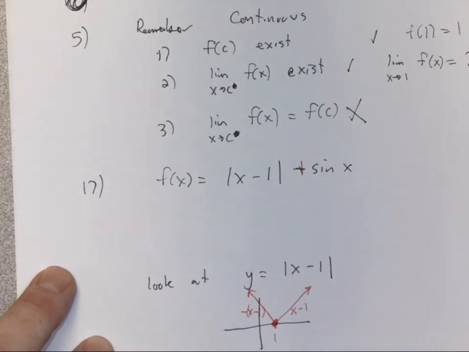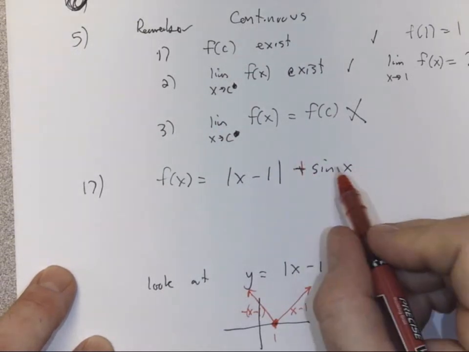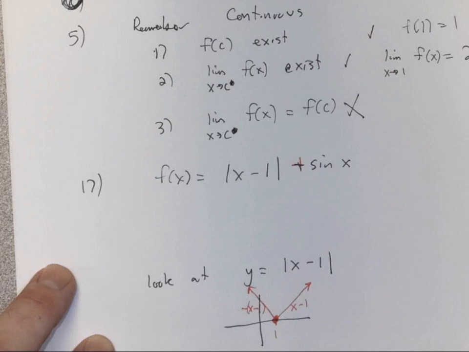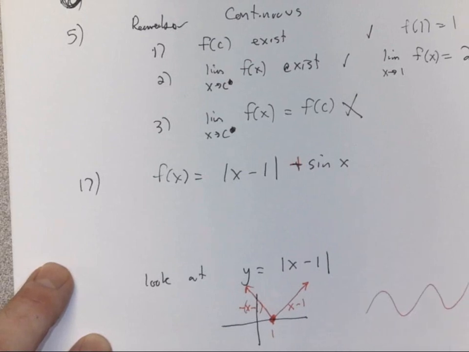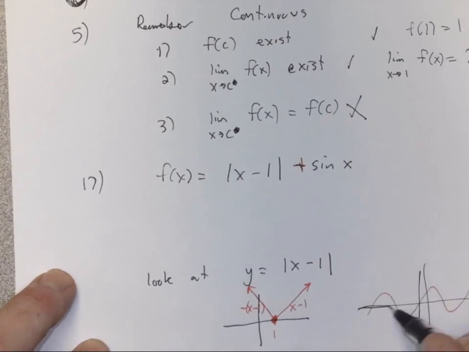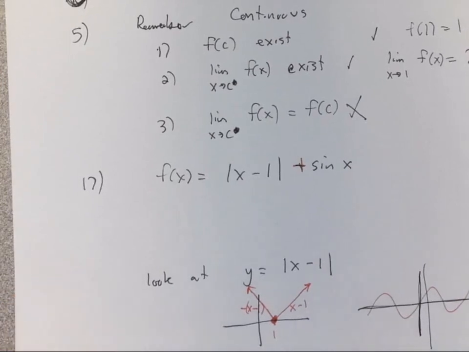The sum of continuous functions are continuous. And how do you know the sine's continuous? Because it looks like that, right? So the sine function is a continuous function. Yeah, I missed it. It should be right there. That's where the actual axis is. Is that clear? So the sum of continuous functions are continuous.